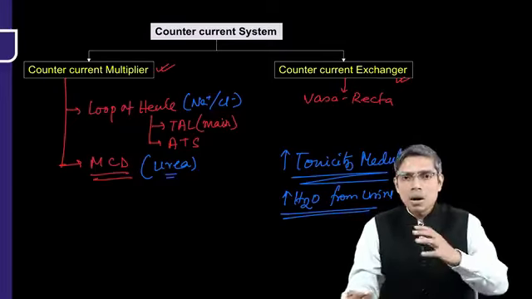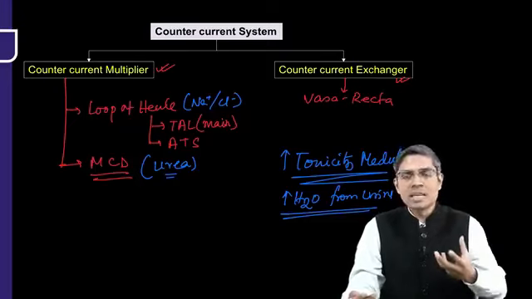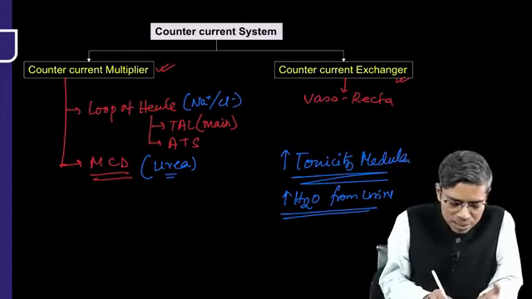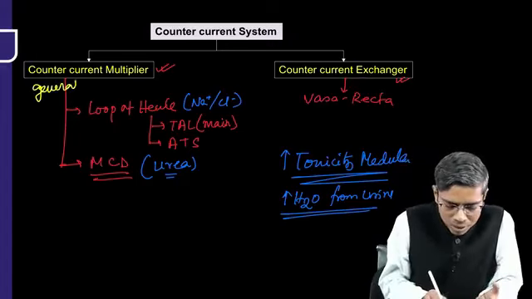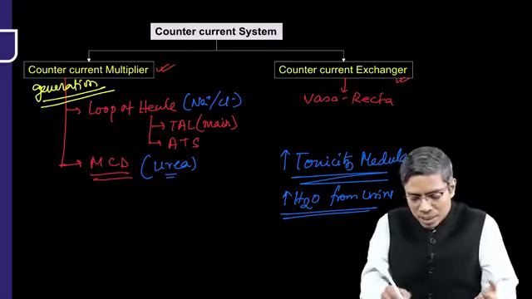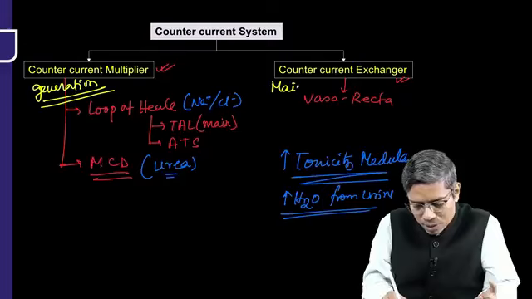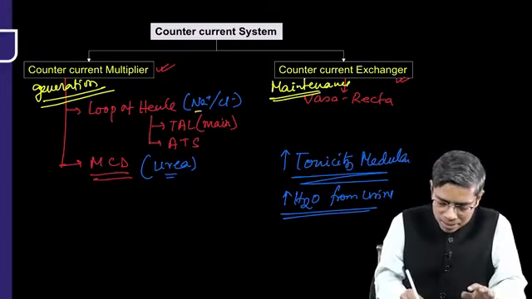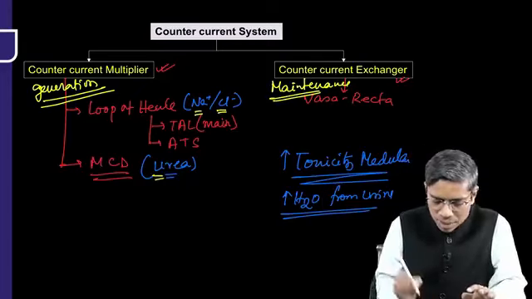Now, how is the tonicity increased? What mechanism? The mechanism is known as multiplier. So the multiplier is responsible for generation of the hypertonicity of the medulla, and the countercurrent exchanger is responsible for maintenance of the hypertonicity of the medulla. And what are the substances that make this medulla hypertonic? 3 substances. Who are they?